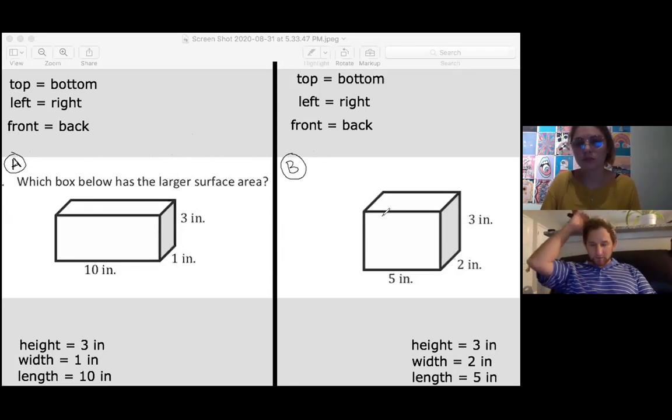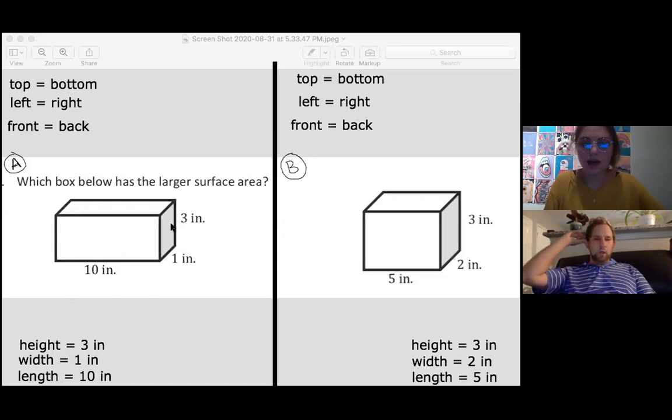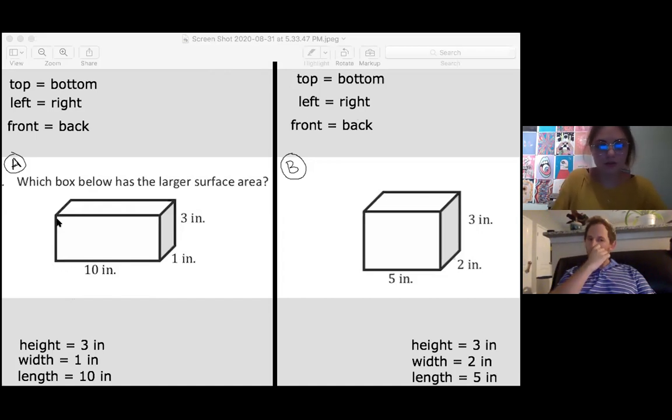Now Miss Koehl is going to work out the surface area for both of them, and we are going to see if your prediction was correct. Awesome. Okay, so I'm going to start off with box A. I wrote down here that the length or the base is 10 inches, the width, which is that side, is 1 inch, and the height, which is that vertical line, is 3 inches. So to find this front, like we did earlier, we're going to take our length and multiply it by our height, or our base times our height. So 10 times 3 would equal 30 inches.